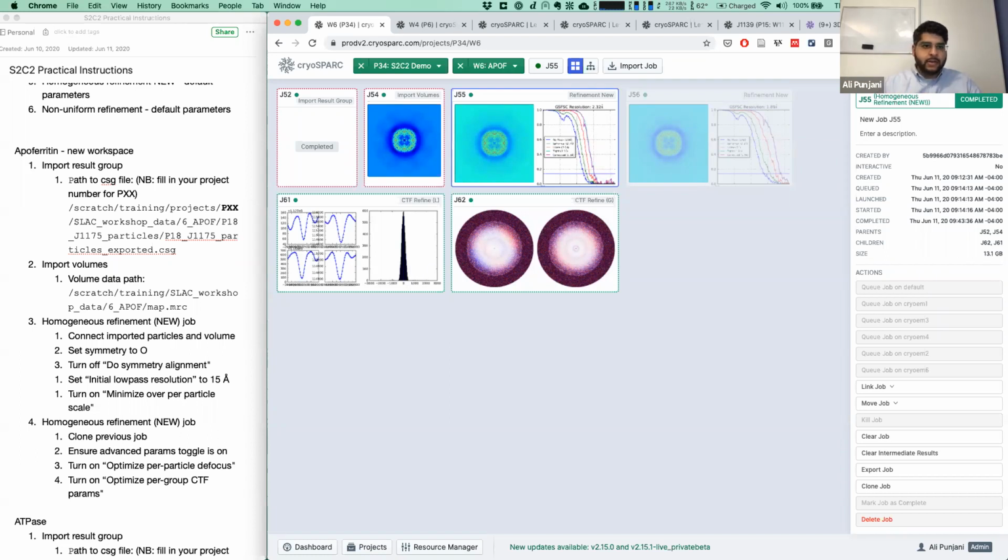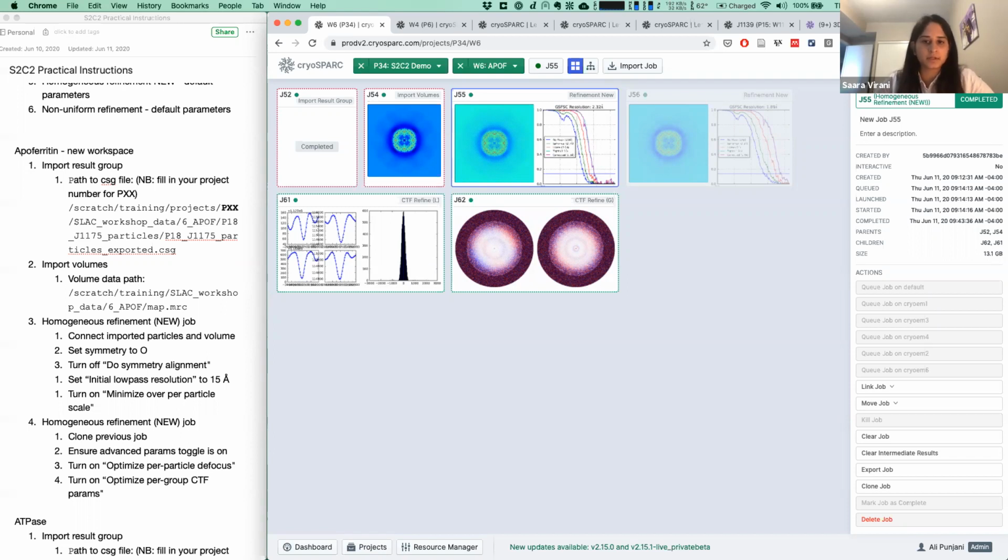You should just try it, and that will answer the question definitively. Great. A couple more questions regarding exposure groups. If my data was collected with beam image shift, would running CTF refinement during homogeneous refinement, as we've done here, be a bad idea before splitting into exposure groups?